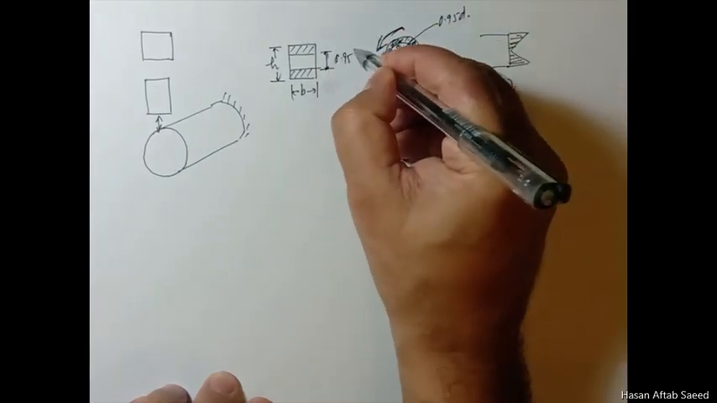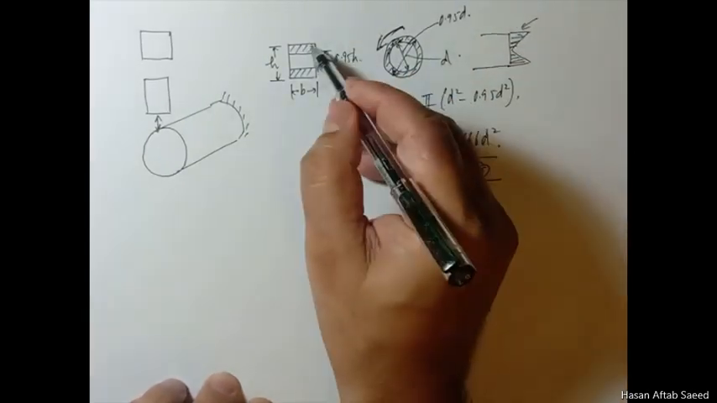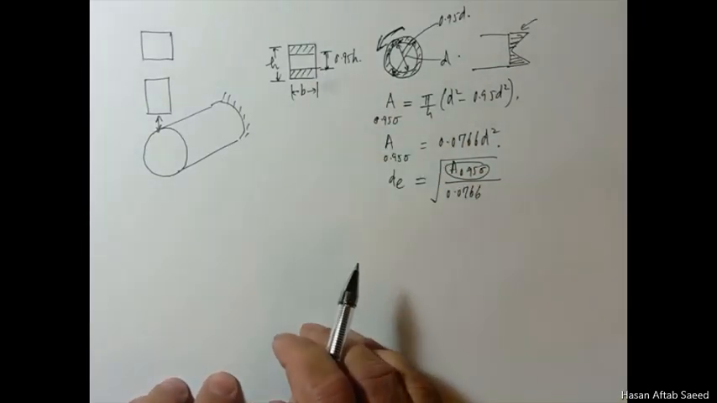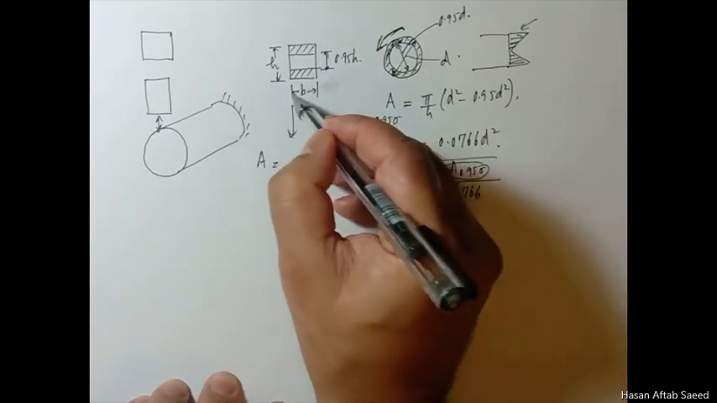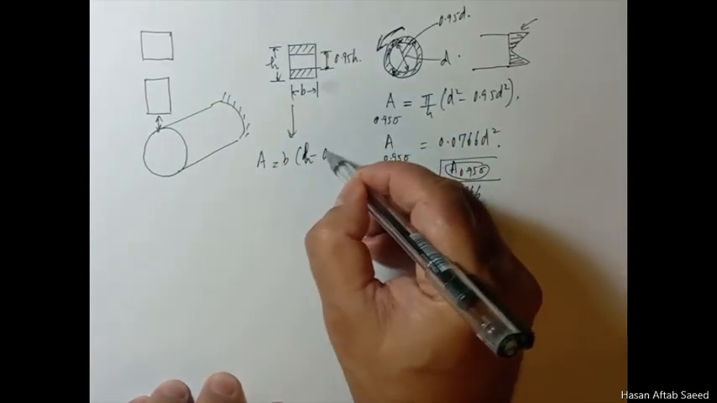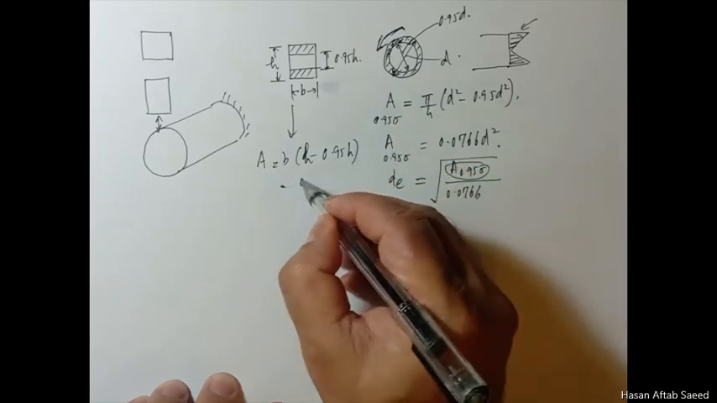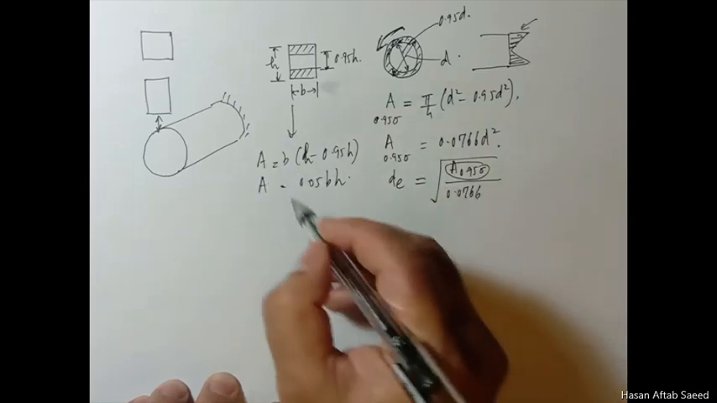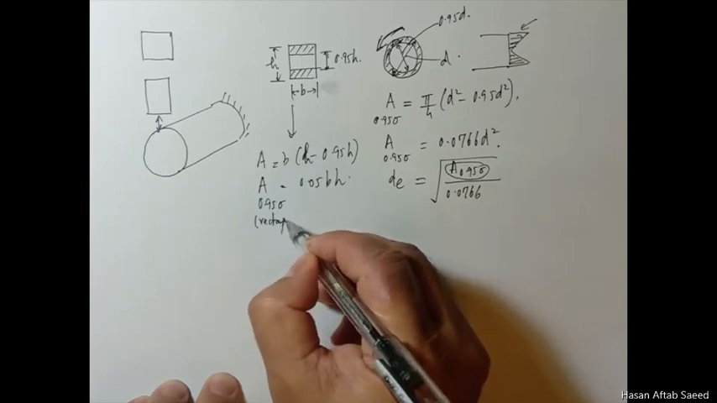this should be 0.95H, because in bending, remember, maximum stress is always happening here and here. So the area that takes 95% or more of the stress in this case is, this is B constant, H minus 0.95H, which is equal to 0.05 BH. This is your area, which is 0.95, and let's call it rectangular.